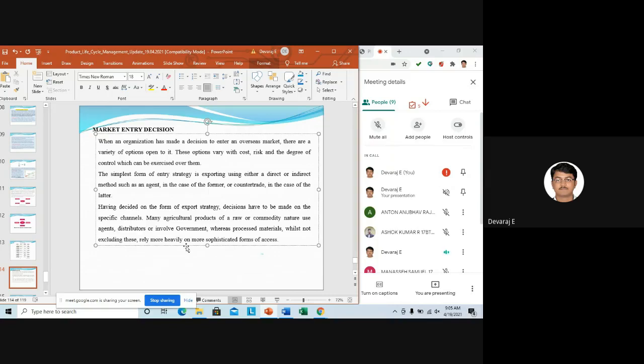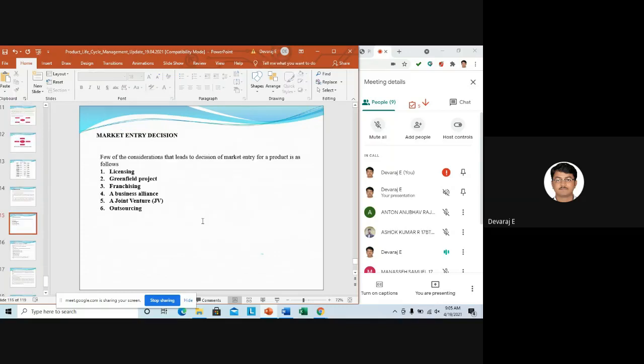Or involve government. So you can go to government also. So there will be three options. If you want to sell to foreign countries, like agriculture products, you can go through agents, distributors, or governments. Whereas processed materials, while not excluding this, rely more heavily on more sophisticated forms of access. So be careful if you are manufacturing some products. If you want to sell to foreign countries, these are three options: agent, distributors, or government. Okay, then market, then we can go see it.